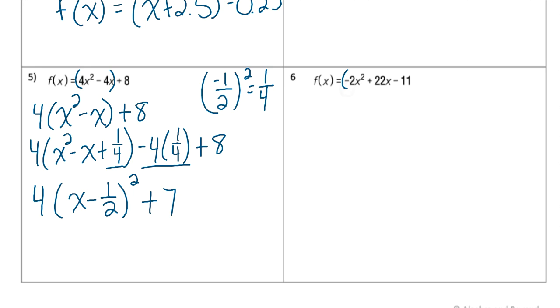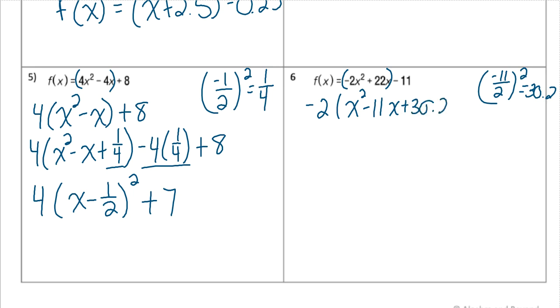Okay, last one. Let's group. And I'm going to factor out that a value. So I'm going to factor out a negative 2. That's going to leave me with x squared minus 11x. And I'm going to take that negative 11 over 2 and square it to figure out what I'm adding on both sides. In this case, that comes out to 30.25. So I'm going to add 30.25 in those parentheses. And I'm going to subtract out negative 2 times that 30.25. And I still have the minus 11.